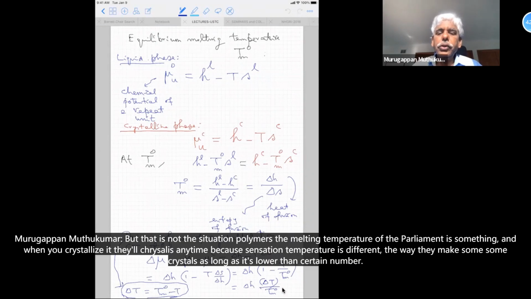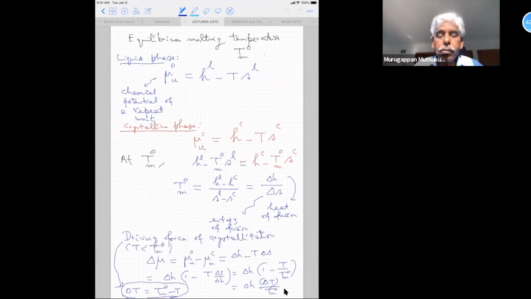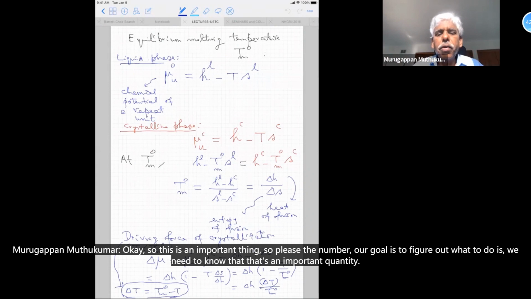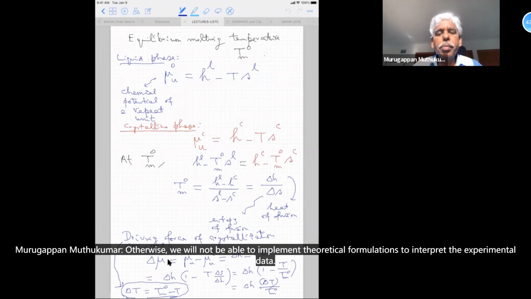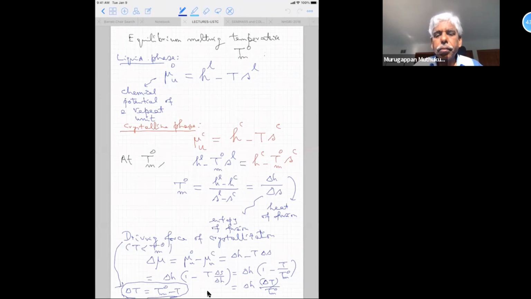The melting temperature of the polymer is something, and when you crystallize it, the crystallization temperature is different. They'll make some crystals as long as the temperature is lower than a certain number. Okay, so this is an important thing. So please remember, our goal is to figure out what Tm0 is. We need to know that. That's an important quantity, all right? Otherwise, we will not be able to implement theoretical formulations to interpret the experimental data.